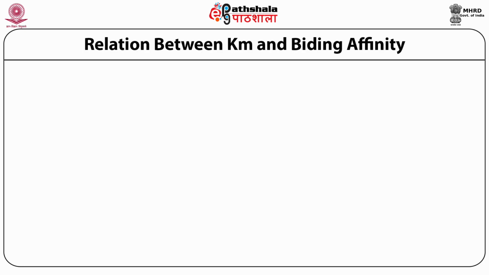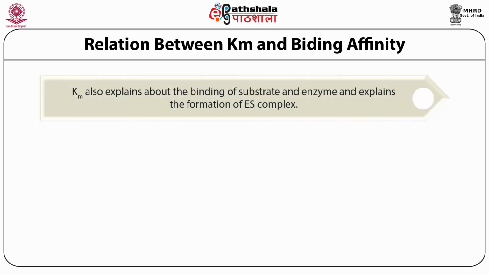The relation between Km and binding affinity: because we are talking about the substrate concentration that is required to achieve a fraction of Vmax, and the substrate binds to the active site of the enzyme, the binding affinity between the active site of the enzyme and the substrate is very important. So Km also explains the binding of substrate and enzyme, and also explains the formation of the ES complex based on the interaction between substrate and enzyme.